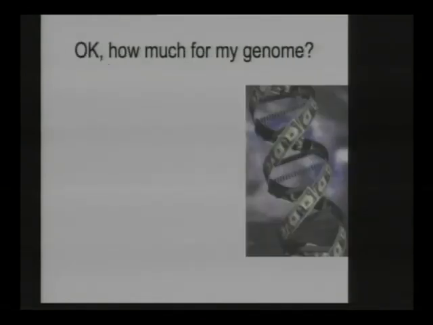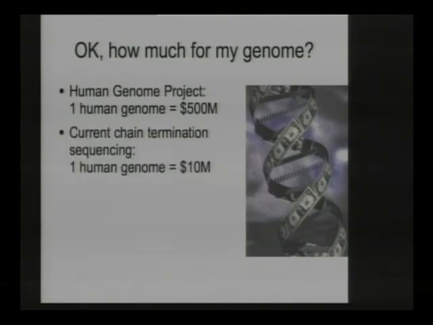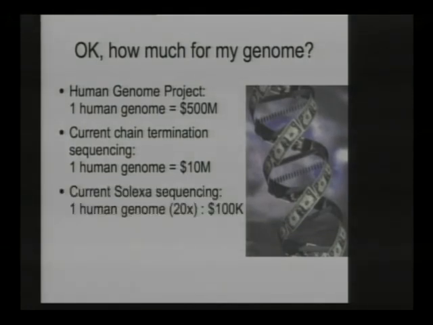Okay, now you think, okay, now I've heard enough, I'll buy it, I want my genome sequenced. The Human Genome Project cost all in all about $500 million for one genome. The method invented by Sanger, the chain termination method, which was used there, is still available, of course. Also, we threw all the machines out right now. And thanks to Craig Venter and his shotgun sequencing, cost is down to about $10 million for one genome.